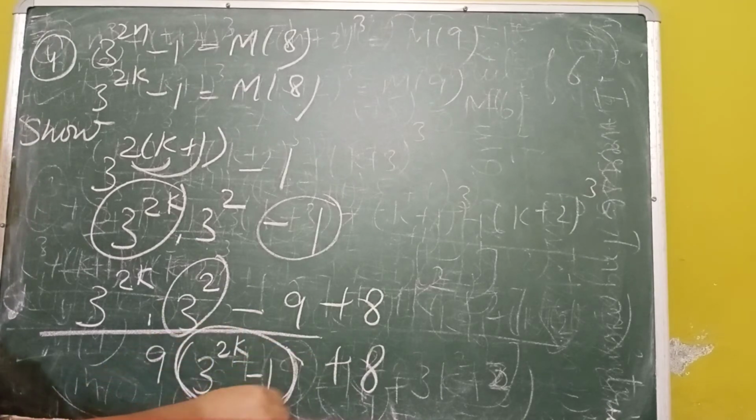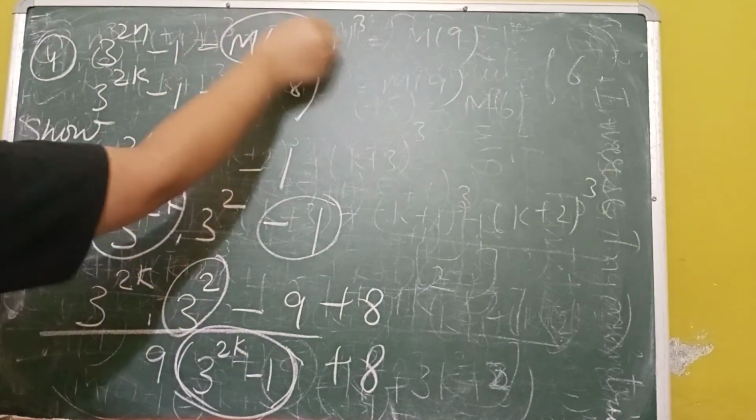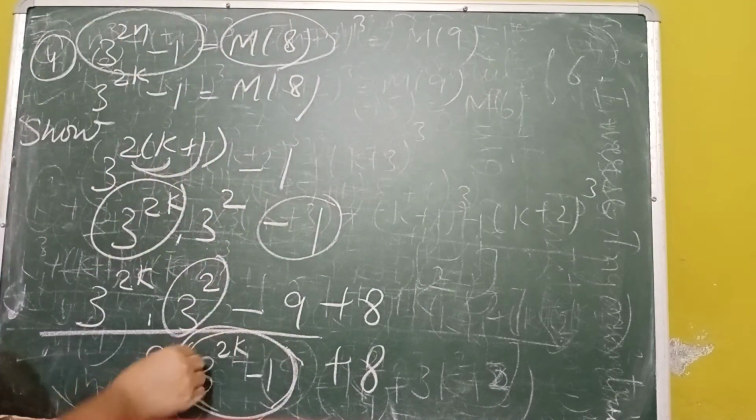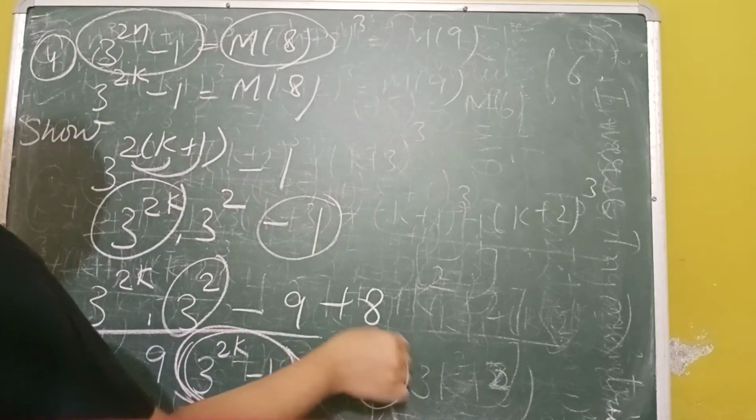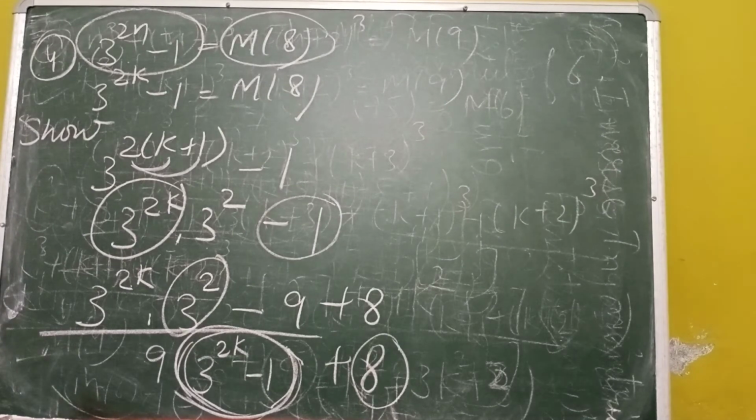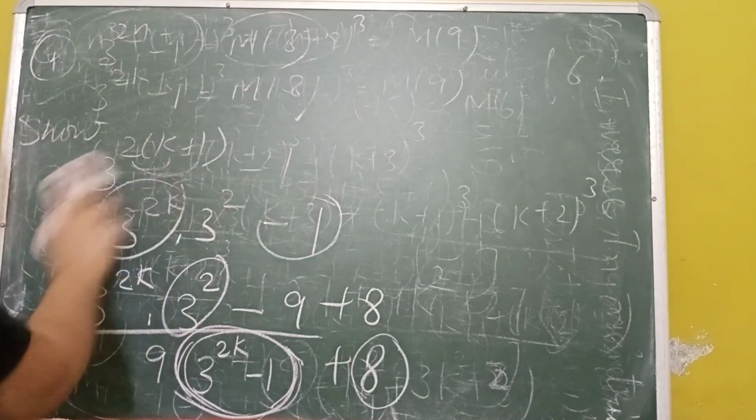As you know that it was already given that it is a multiple of 8, and plus 8, this one also a multiple of 8. So it is proved that it's a multiple of 8. One more question I am doing, question number 5.